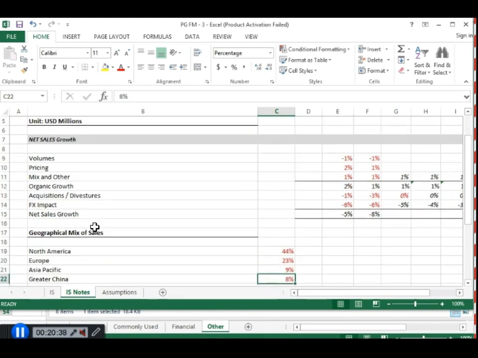Now the second step is that I need to forecast this. When I forecast this, I need to know its forecast.